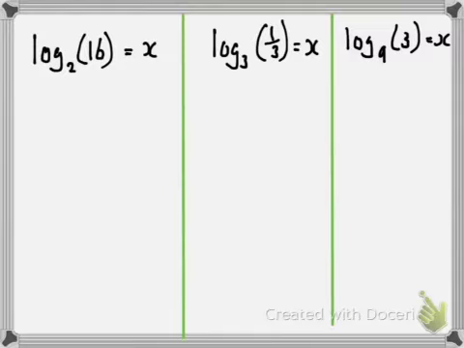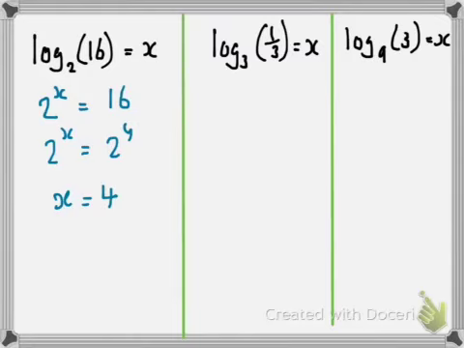Some more questions now. Once again, they all involve going from log form to index form. 2 to the power of x equals 16. 2 to the power of x equals 2 to the power of 4. X is quite obviously 4.